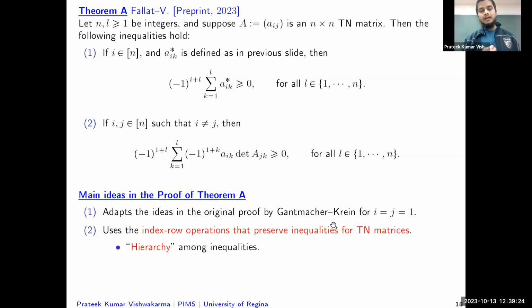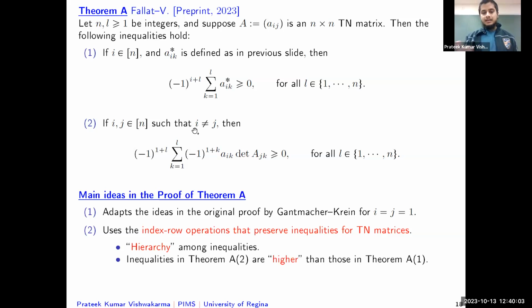Gantmacher Krein. Now, in order to prove the inequalities in part 2, something interesting happens because once we introduce these index row and column operations, which we will do in a while, we will be able to see that the inequalities in part 2 can be derived from the inequalities in part 1 using these index row operations. So certainly we can see that there is a hierarchy among inequalities. For instance, here the inequalities in part 2 can be seen as lower than the inequalities in part 1 because they can be derived.